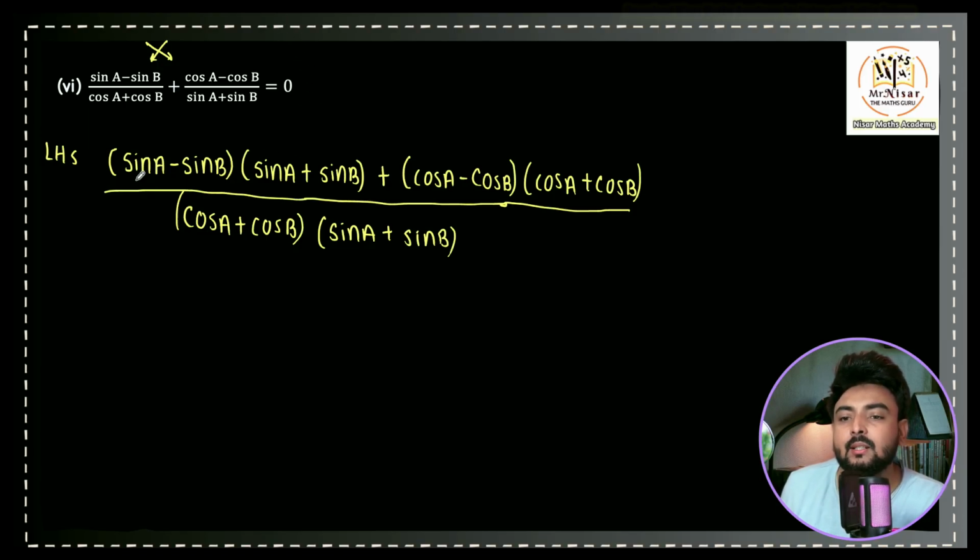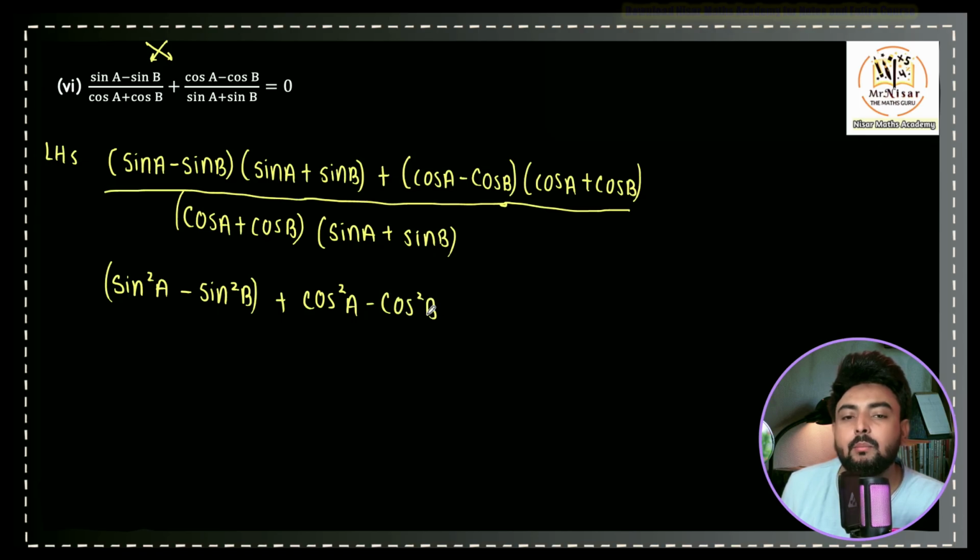So here you see, this is A minus B into A plus B. Is it the same pair with the opposite sign? A minus B into A plus B becomes A square minus B square. So I'll write here sin square A minus sin square B. And in the second bracket I have again A plus B into A minus B, it's going to become A square minus B square, that is cos square A minus cos square B. The denominator will be as it is.